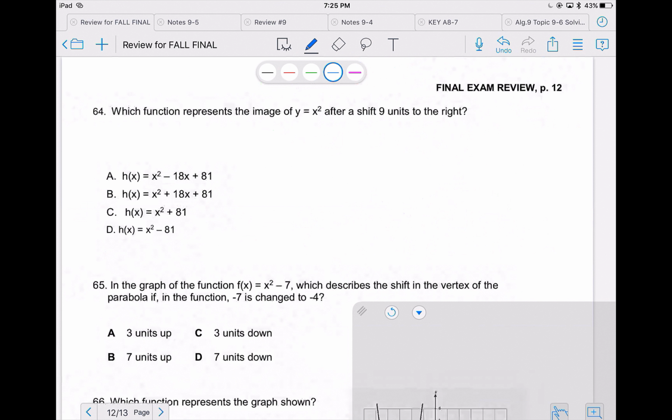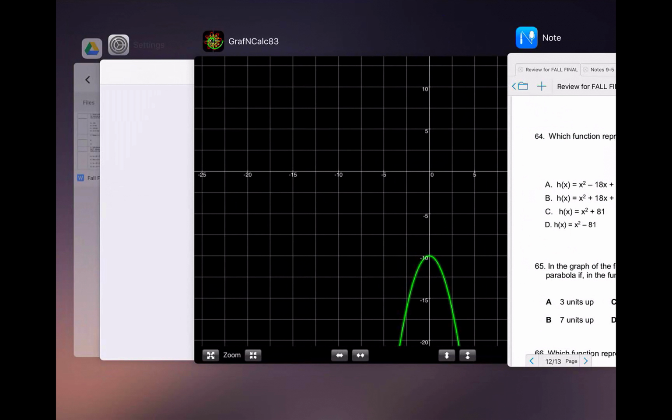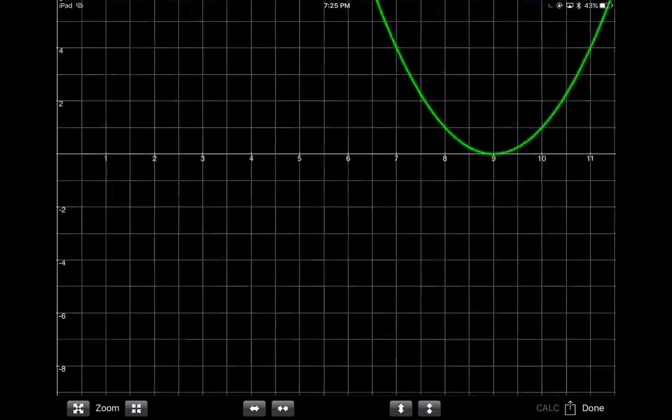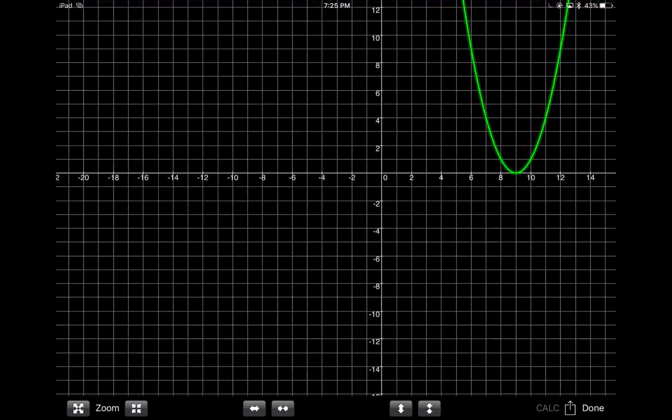We're going to do the same thing on 64. We're going to take all of these and plug them into y equals and see which of these moves 9 units to the right. And that's all we're looking for, 9 units to the right. So the first one, x squared minus 18x plus 81. Now that looks like it went 9 units to the right. Let me check the rest of them.